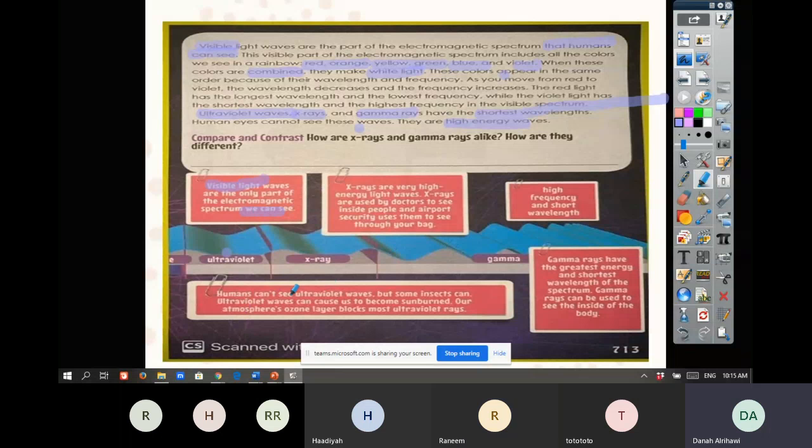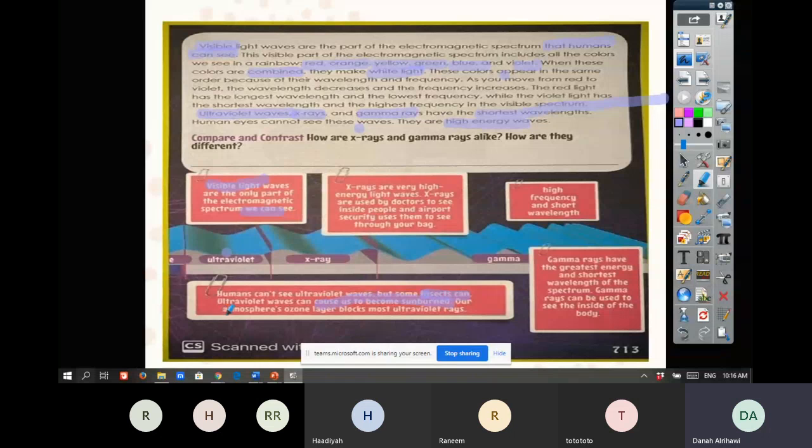Now the human can't see the ultraviolet, but some insects can. Ultraviolet waves can cause us to become sunburned.